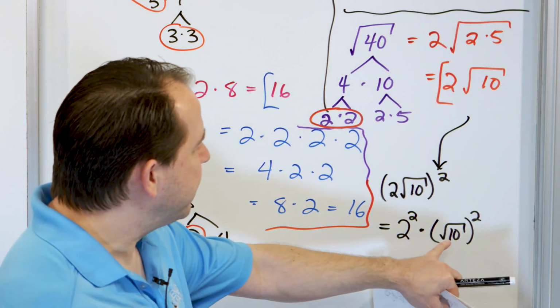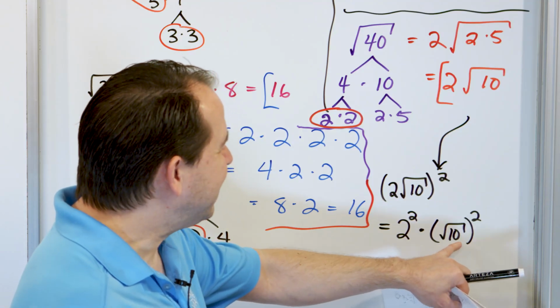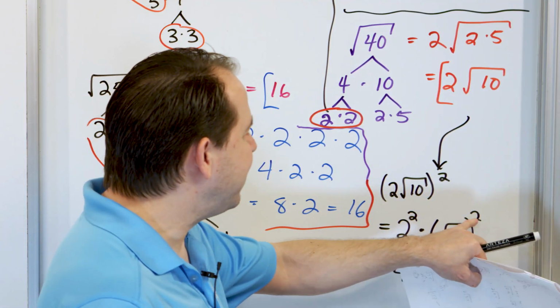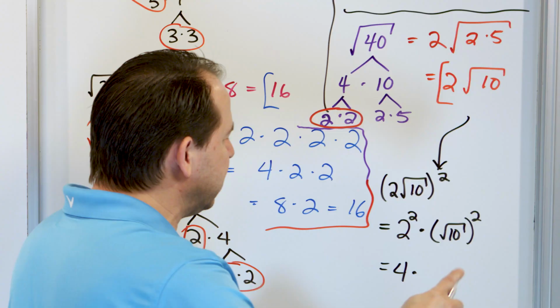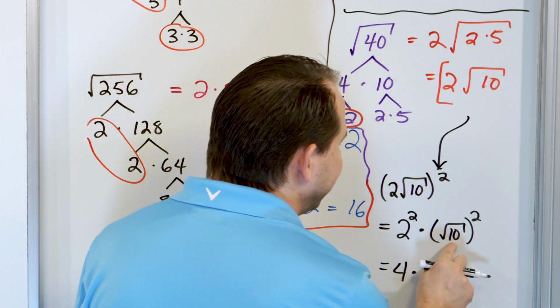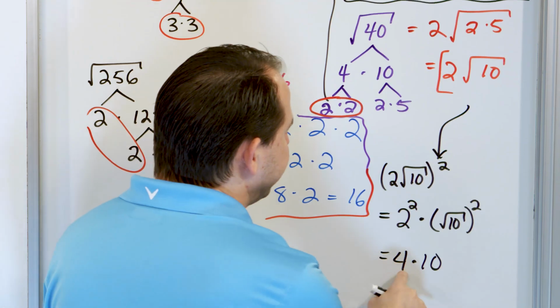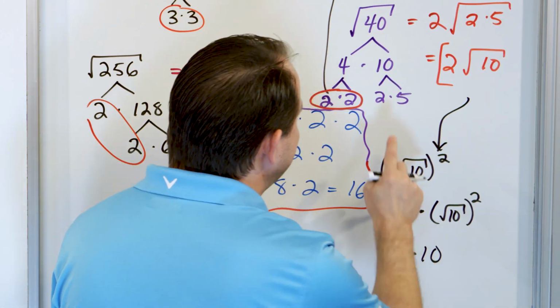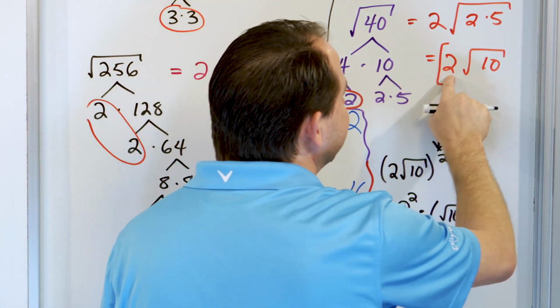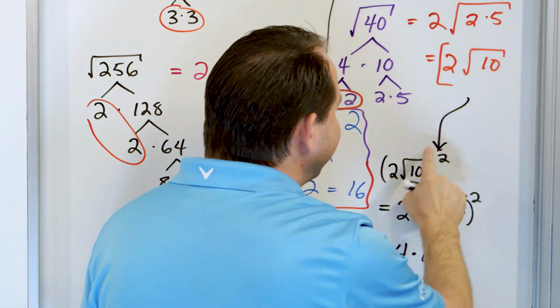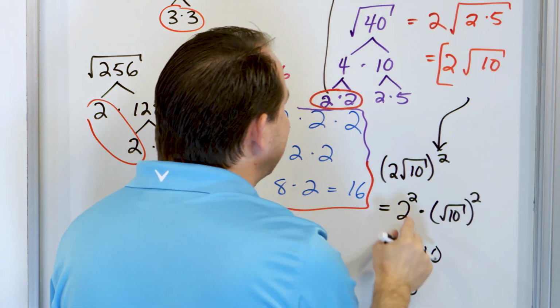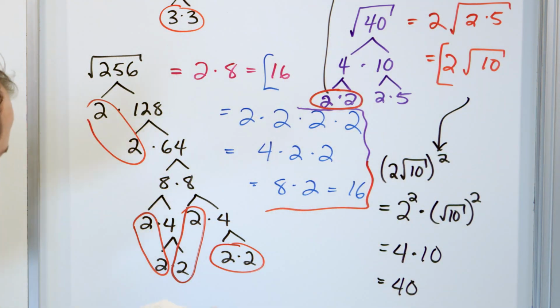So if I have square root of 10, but then I square it, the square root and the square actually cancel and just totally disappear. And all you have left is just the 10 that's underneath it because you're undoing the square root. What's 4 times 10? That's 40. That's exactly what's underneath here. So the answer really is 2 times the square root of 10 because when I square the answer, I recover exactly what is underneath there to begin with.